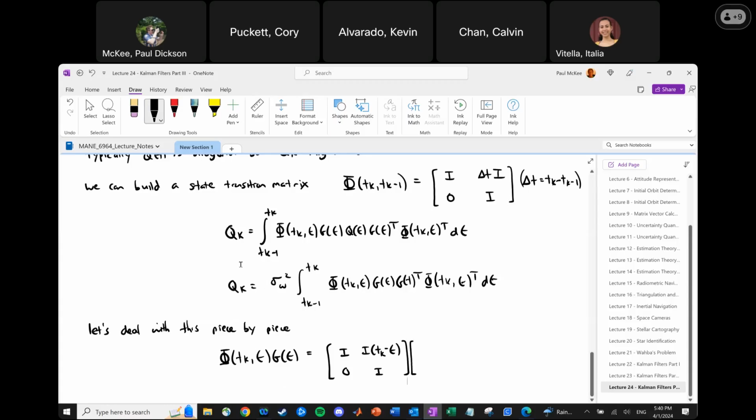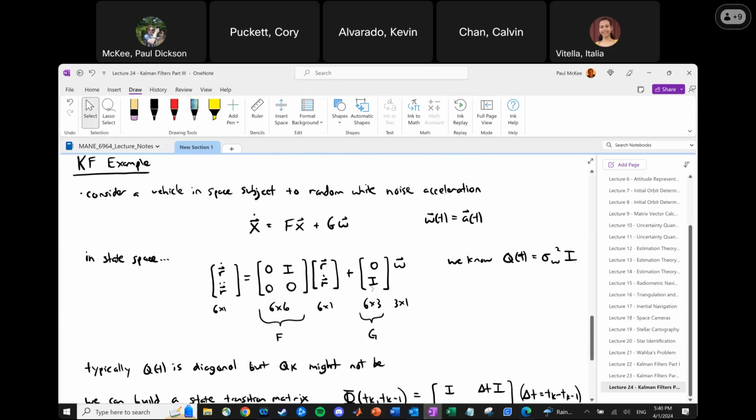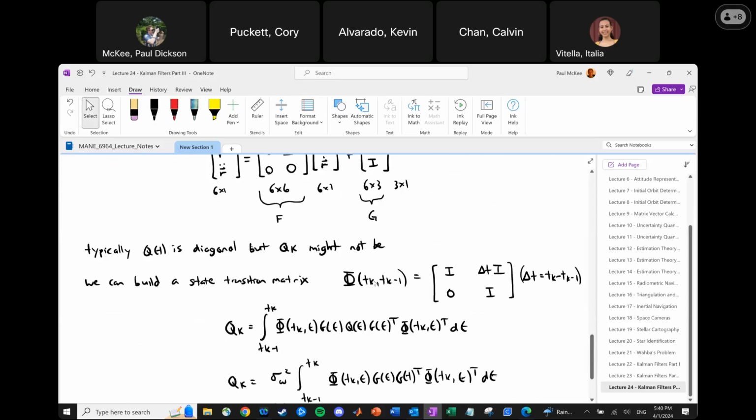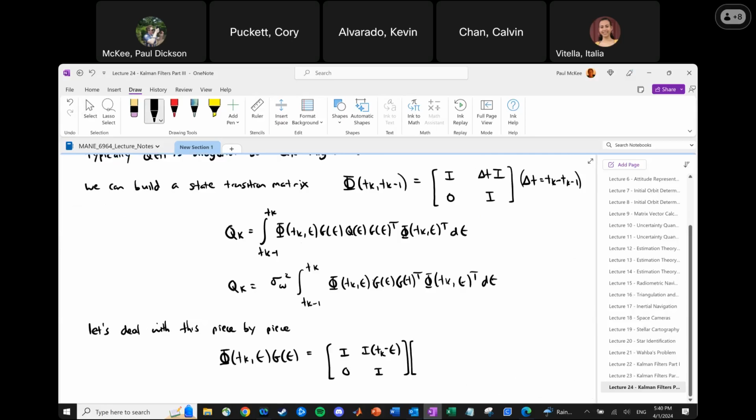What is g? Let's scroll up. g is 0 and the identity matrix. In this case, by 0, what I really mean is a 3 by 3 matrix of zeros. Just want to be abundantly clear about that. Otherwise, it wouldn't make any sense. And if you do the matrix multiplication here, we arrive at the identity matrix multiplied by tk minus epsilon, and I. And then there we are.